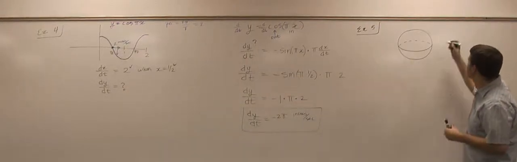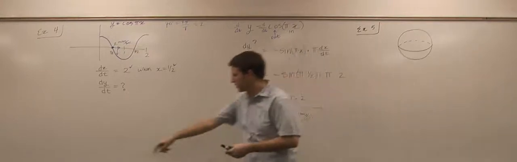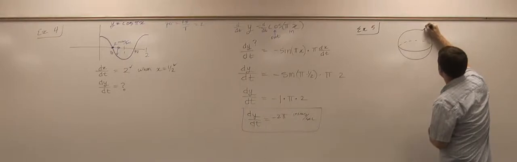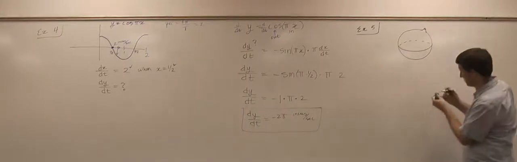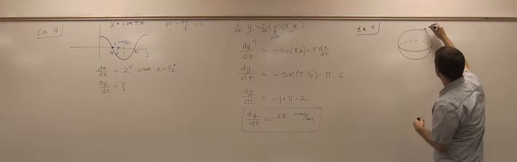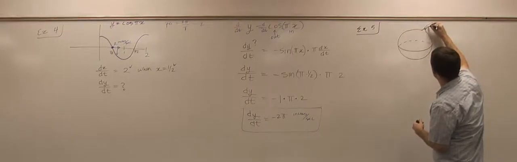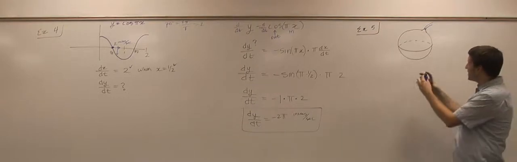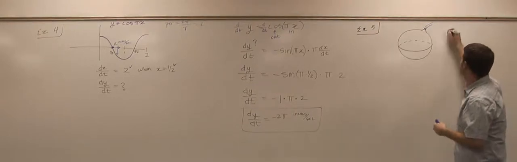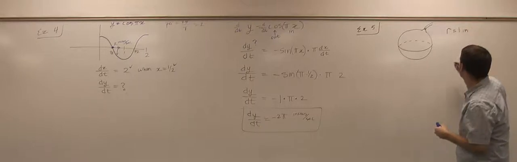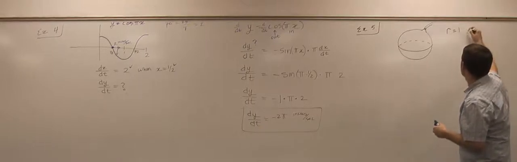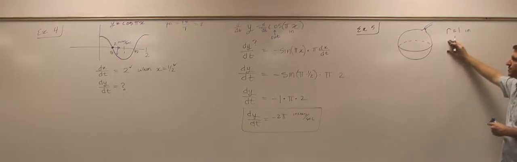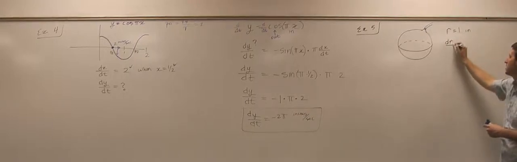Here's my picture. I'm putting water in here so you can really visualize it. Now, when the radius of the balloon is 1 inch, then the radius is changing at a rate of 1/5 inches per second. So what am I going to use to talk about the change of the radius? dr/dt.